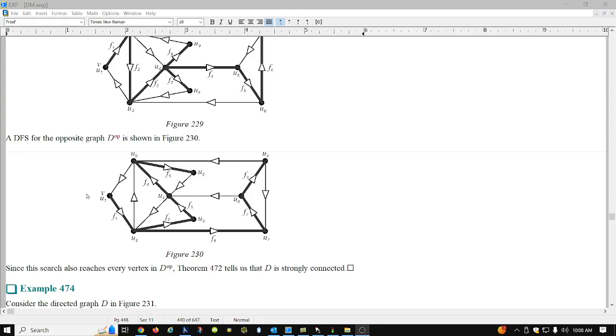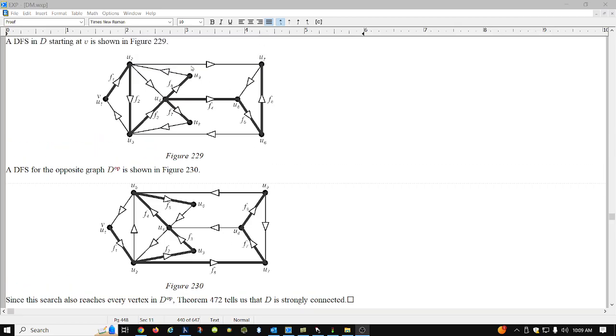And this is a directed depth first search. In the opposite graph, you can see it's different. I started from V and I went down here rather than going up. So this is a directed depth first search that produces a spanning tree in D-op. I didn't say this is a spanning tree. The bold edges and vertices form a spanning tree.